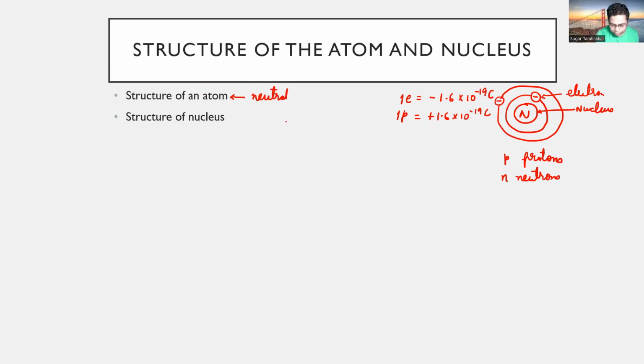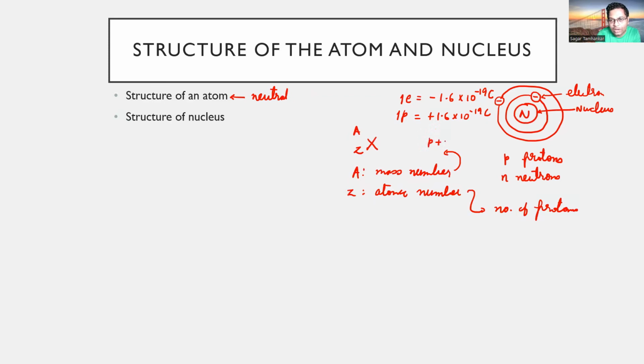Okay, then you have studied about the letters, for example, an element is denoted by A and Z. What does A stand for? A stands for atomic mass number and Z stands for atomic number. Okay, now what is Z? Z is the total number of protons. And what is A? A stands for the total number of protons plus the neutrons. That means A stands for the number of nucleons.